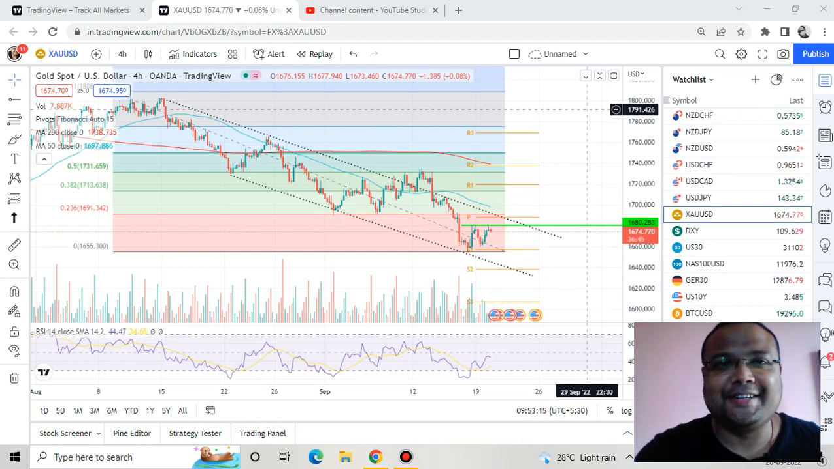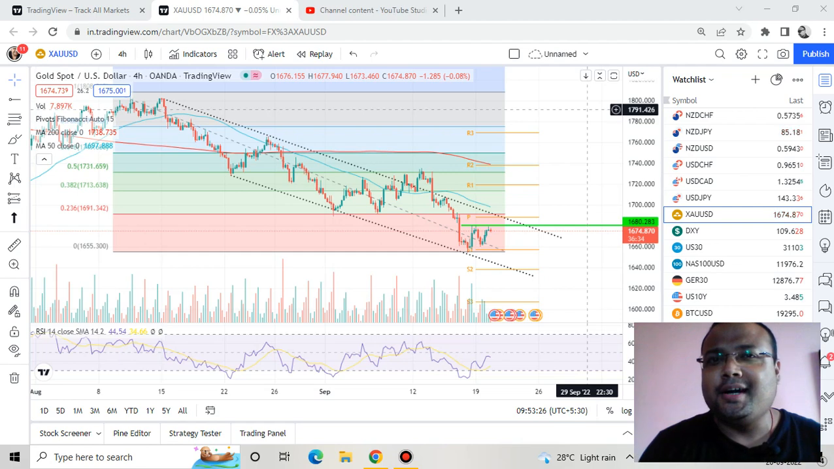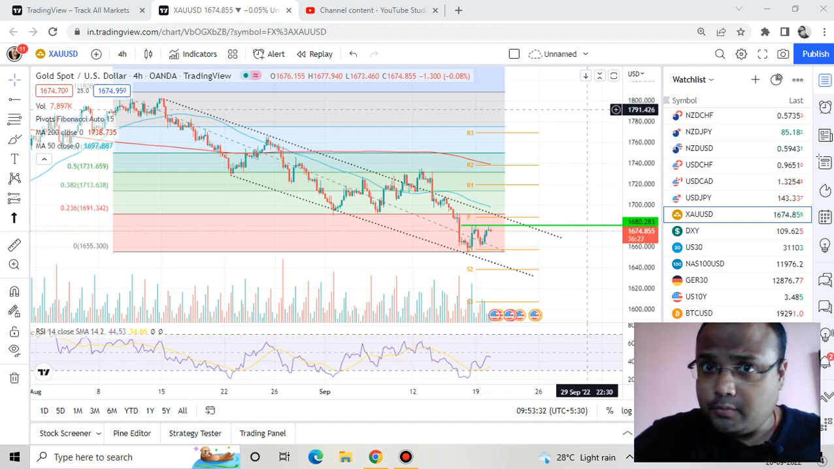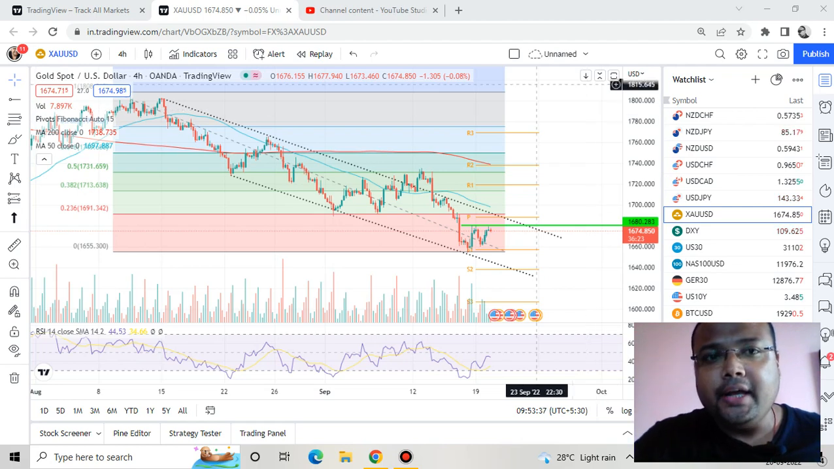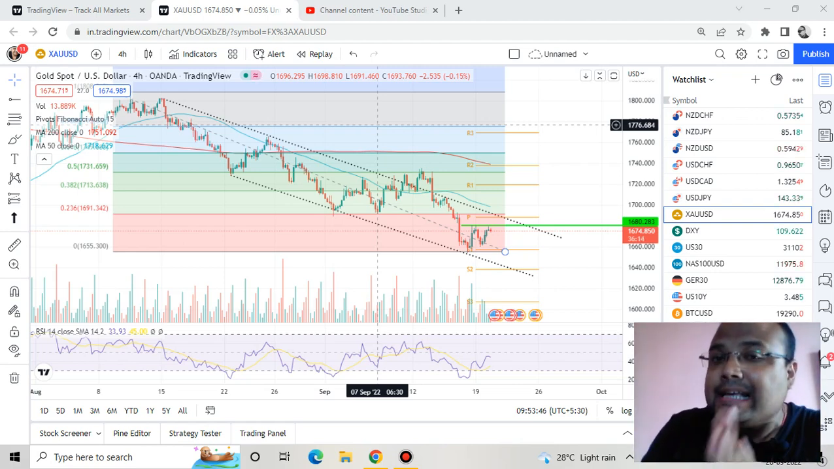So let's get started. This is a 4-hour chart of gold in front of us, and right now the market is standing at 1674. As you can see, there is not much volatility in the market. Usually we get to see craziness on the chart of gold, but the craziness is missing right now. One thing you must understand very well, my dear friends, is that gold is still trading in a downward channel. It means that sellers are dominating the market right now. The dominant force is from the sellers.